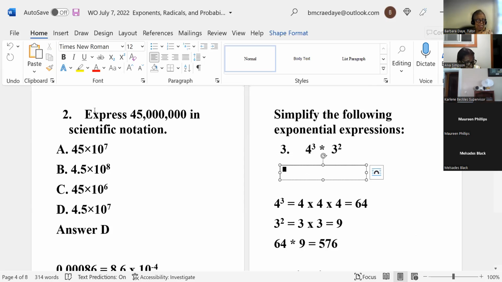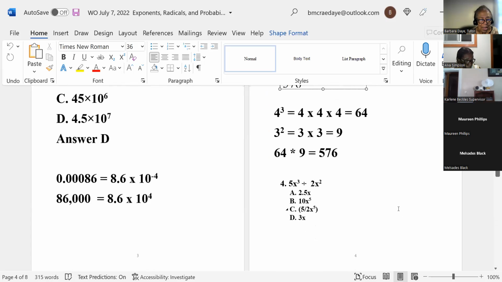Okay, very good. Mercedes, I'm really proud of you, you got that one right. 576, that's the answer that goes in the box. Questions on number 3?